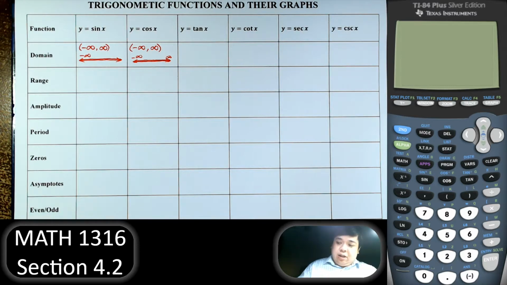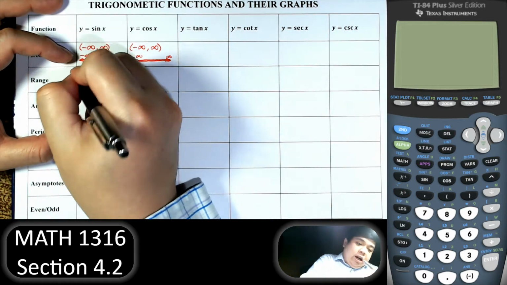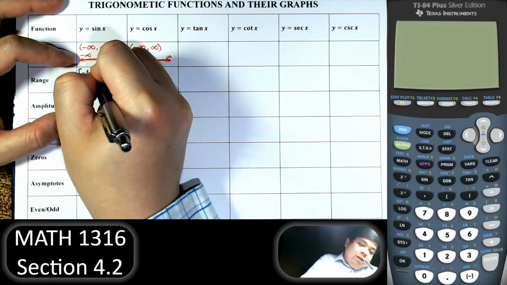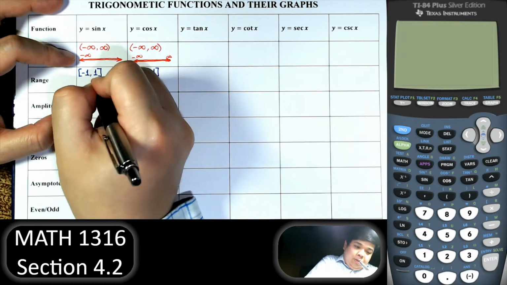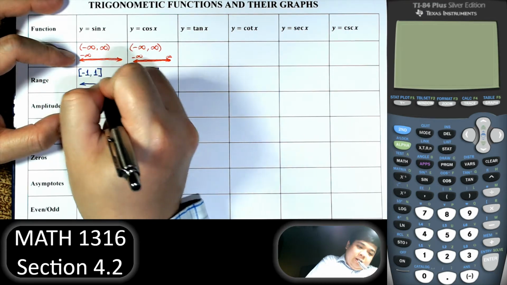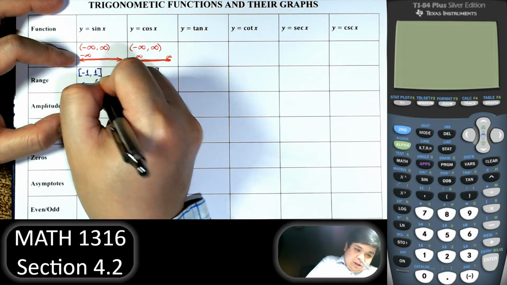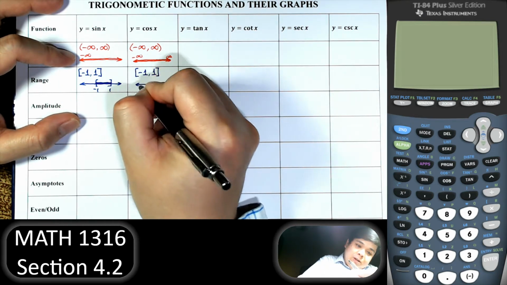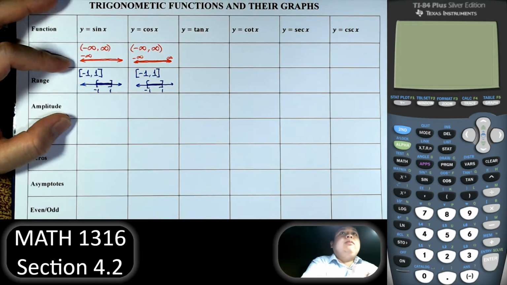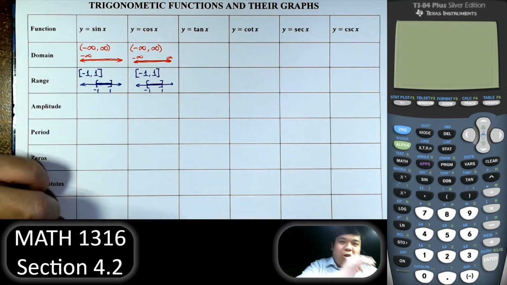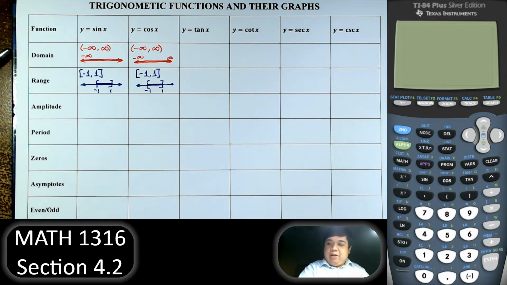For range, it is bounded from -1 to 1. So on the graph it is from -1 to 1. We'll talk about all of that later. Alright, so that's what we have.